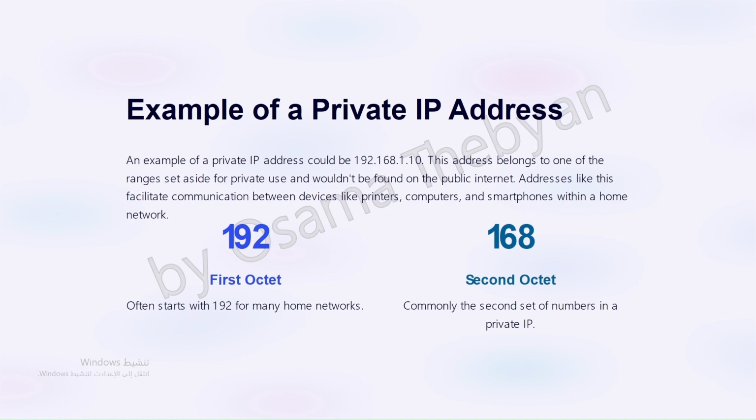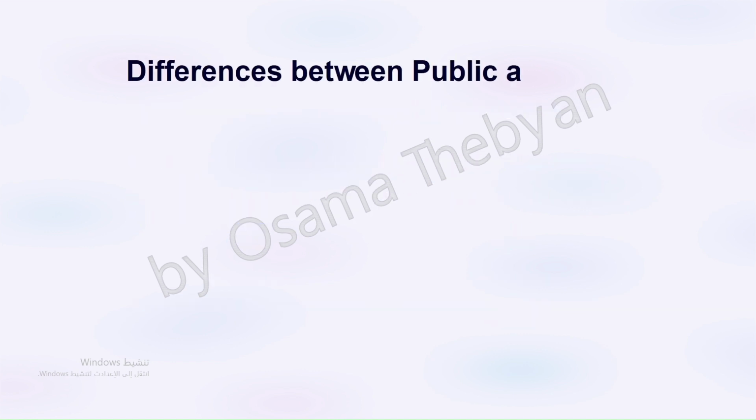First octet: 192, many home networks often start with 192. Second octet: 168, commonly the second set of numbers in a private IP. Differences between public and private IP addresses.